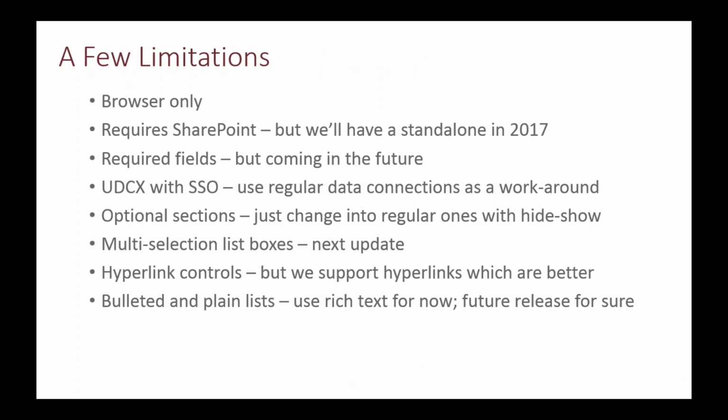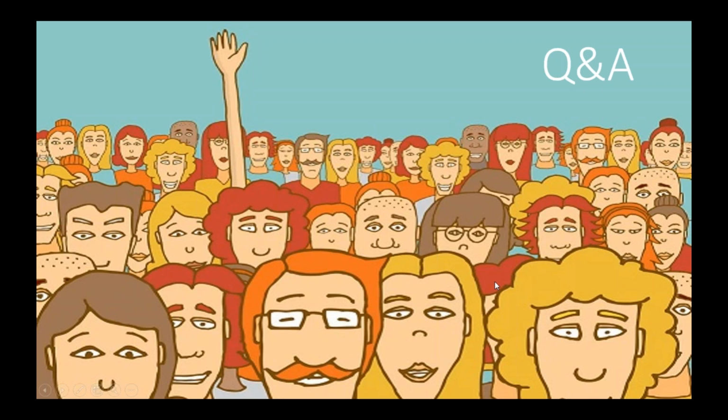We do have a few limitations. We're browser only right now, and it requires SharePoint. We do have an on-prem version working, and we are looking at doing a standalone version that does not require SharePoint towards the end of this year, beginning of next year. There are a few other limitations, but most of these controls, like the optional sections and the bulleted and plain list, are not heavily used. Obviously there are workarounds as well, but we are planning to finish the feature set so that it is 95% backward compatible. Any questions?